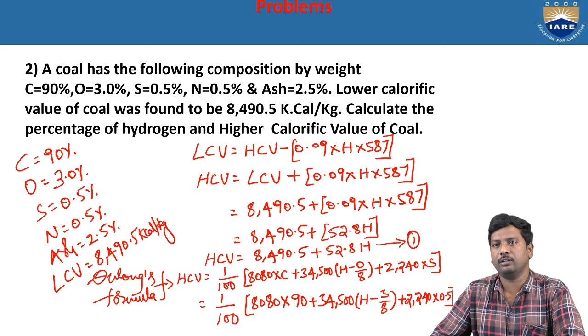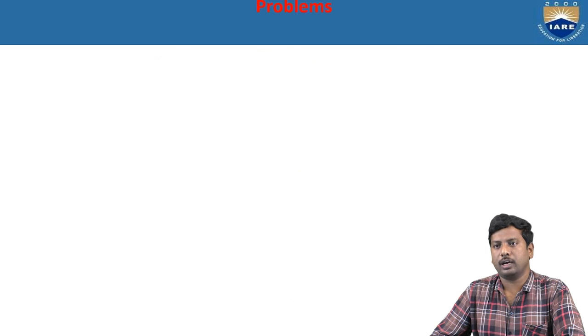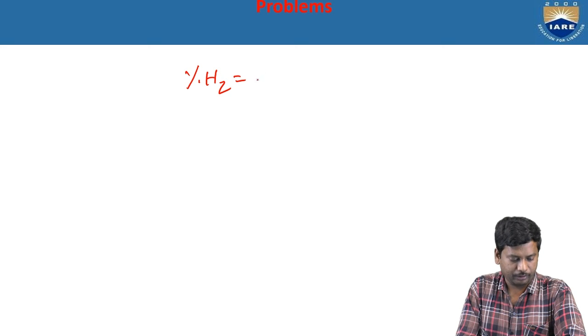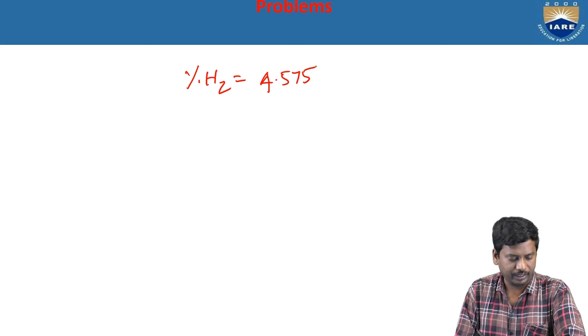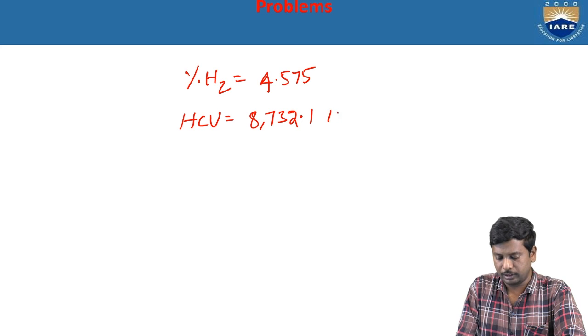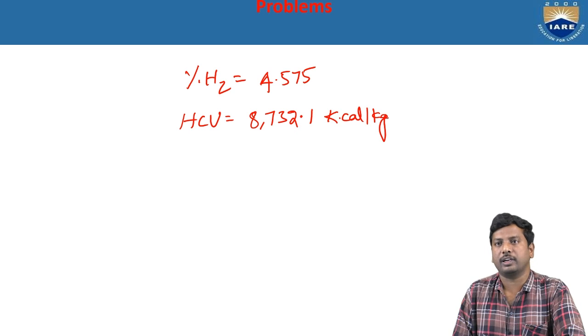As per the problem, they ask for the percentage of the hydrogen and second the higher calorific value. So we got the percentage of the hydrogen equal to nearby 4.575, and the higher calorific value equal to 8732.1 kilocalorie per kg. These are the solutions for the given model problem.